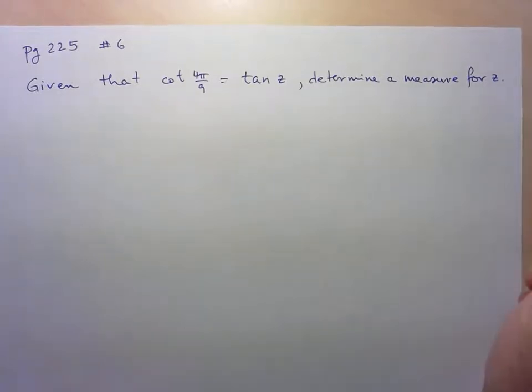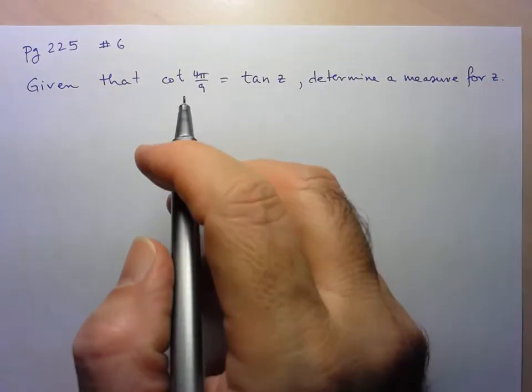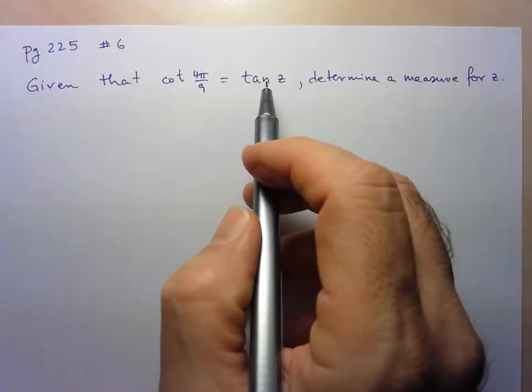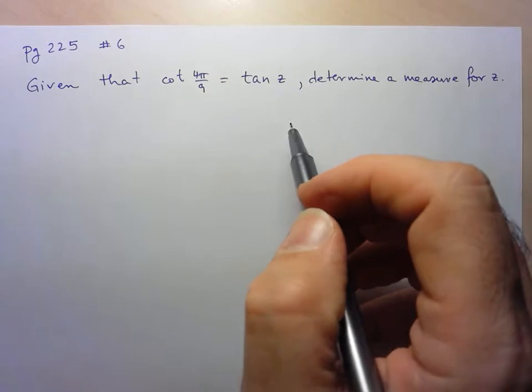Hi folks, we're going to take a look at number 6 from page 225. So they tell us that cotangent of 4 pi over 9 is going to be equal to tangent of z, and they want us to determine a measure for z.